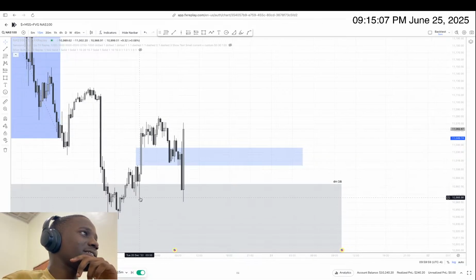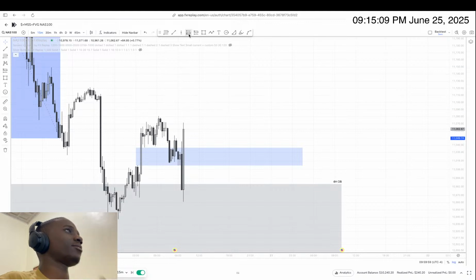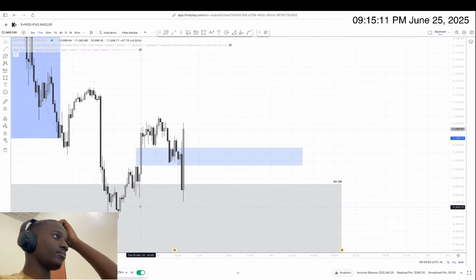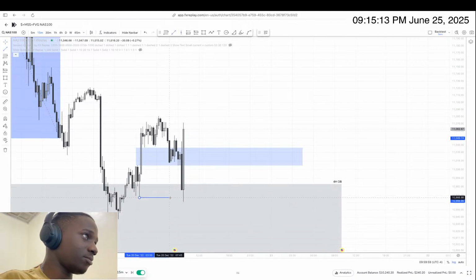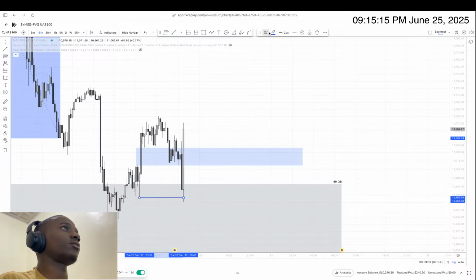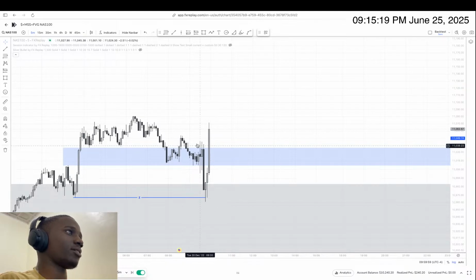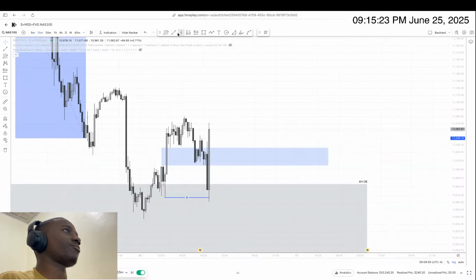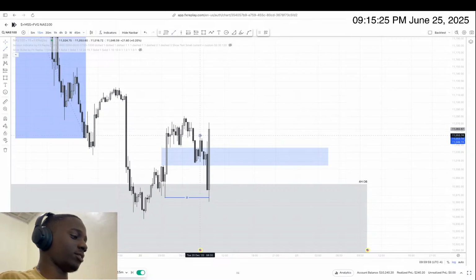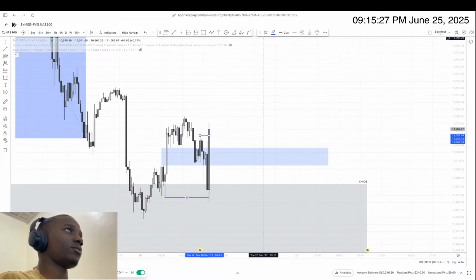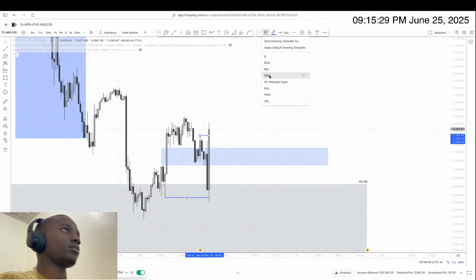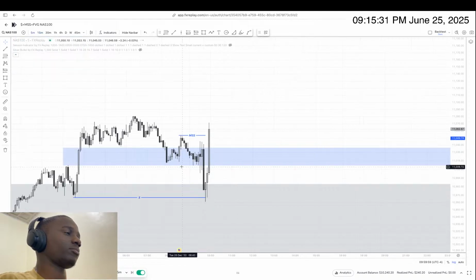All right, so you can see now here that we took out a low from that 4-hour order block. A good sweep. I'm going on the 5-minute. You can see that it's a shift in structure. So I'd like to mark it on the 15. Have a clean shift in structure. And then on the 5-minute it's the same thing.